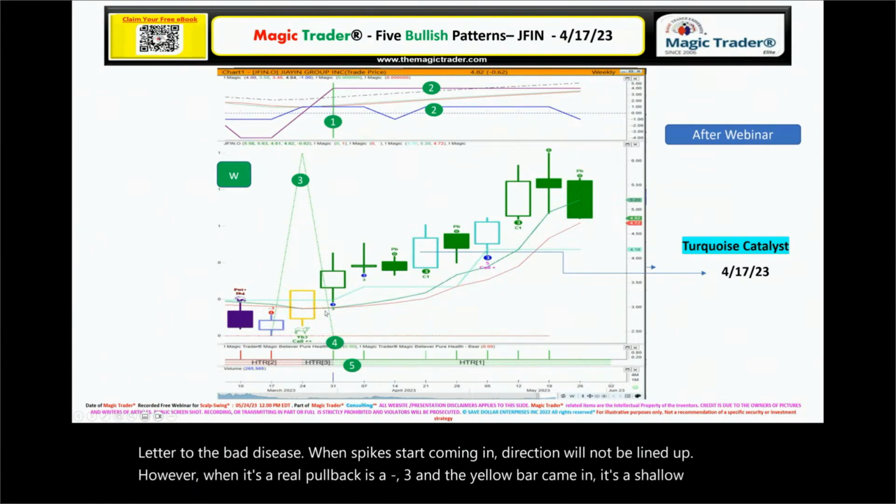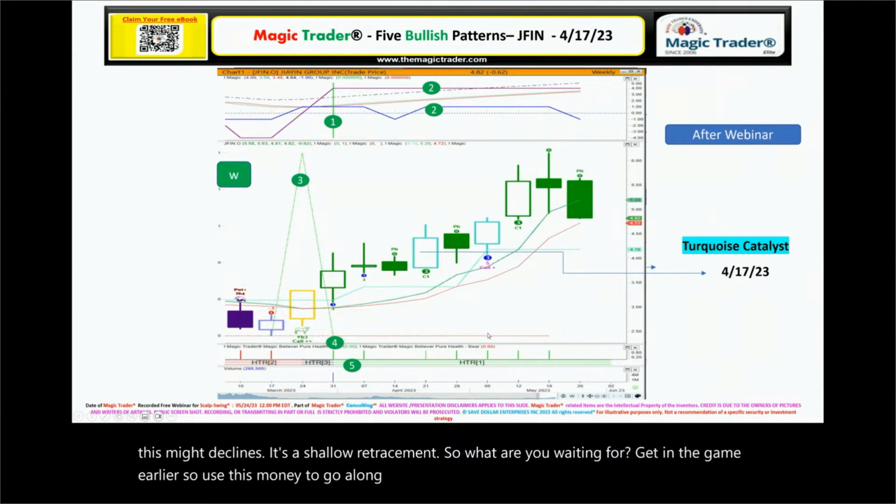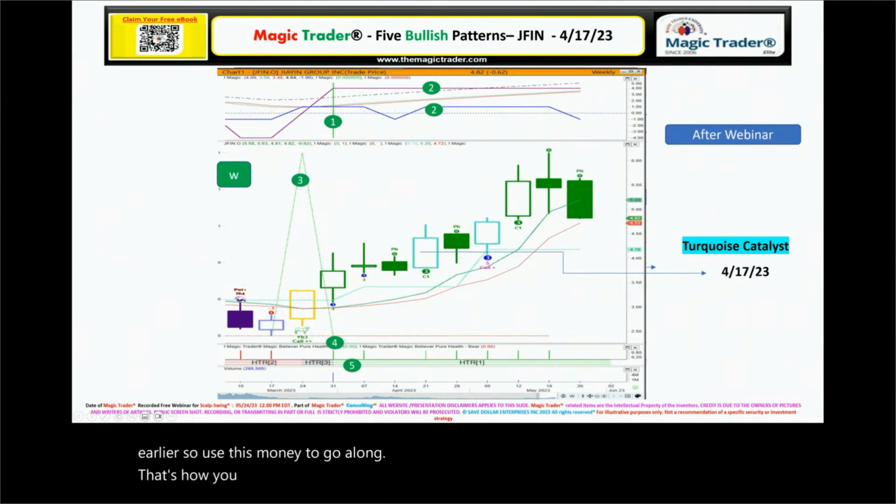Look at these magic lines. It's a shallow retracement. What are you waiting for? Get in the game earlier. So use this money to go long. That's how you use the software.